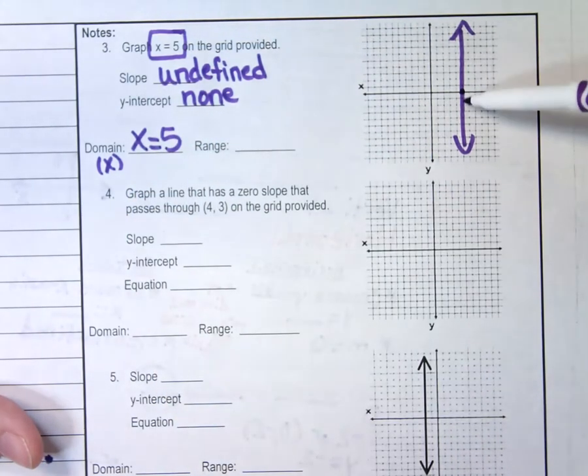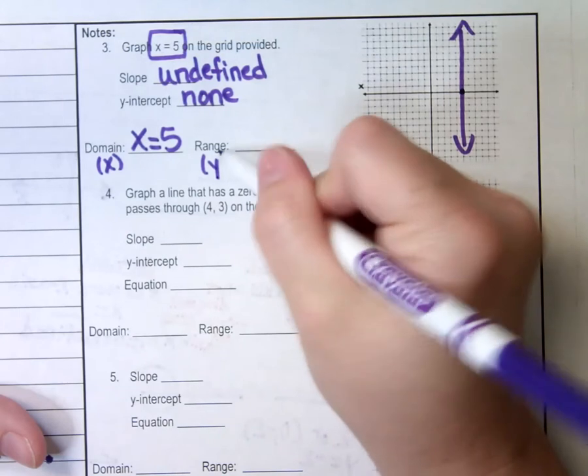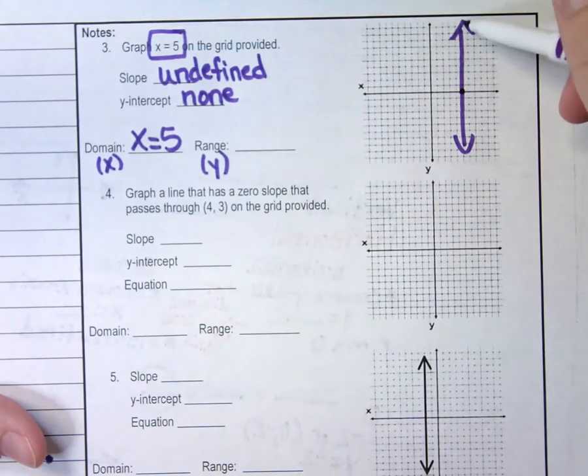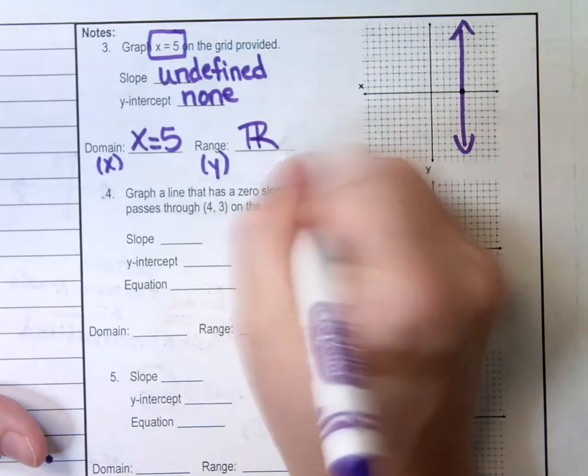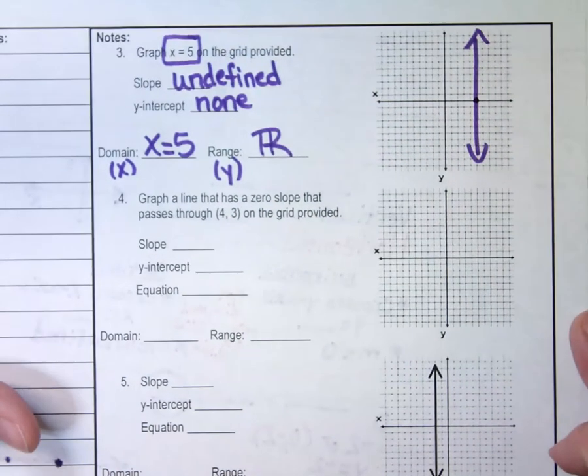How about range? Range are your y's. What's happening up and down? And the graph goes forever up, forever down. So our range would be all real numbers. It hits all the negatives, all the positives.